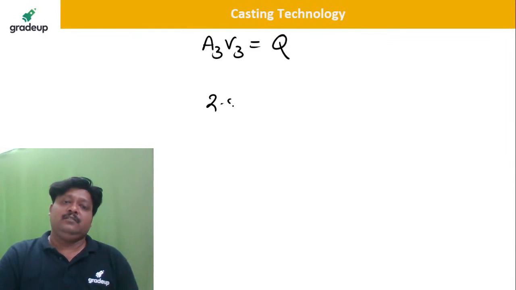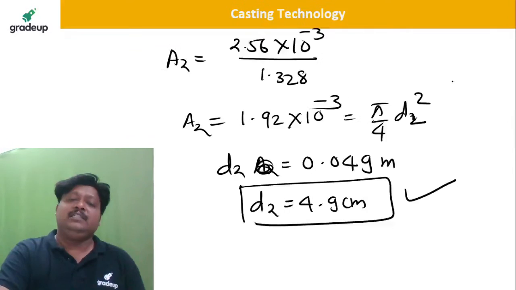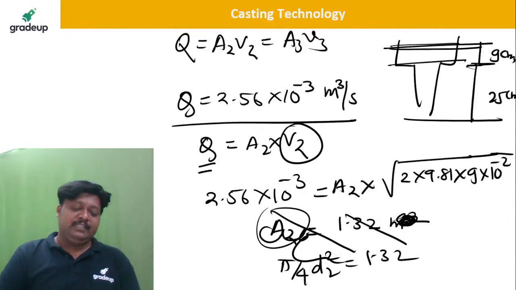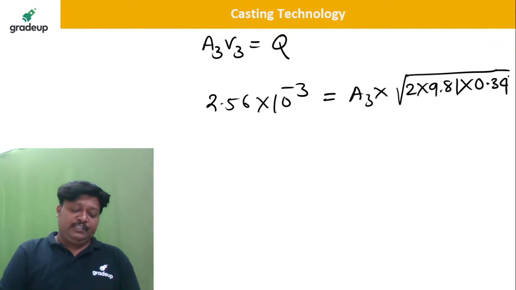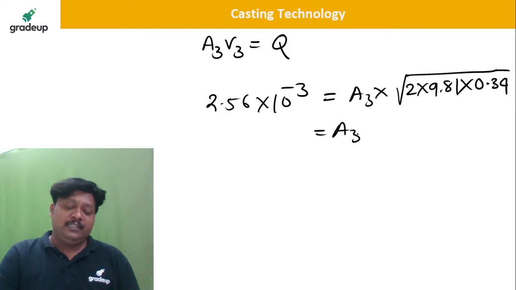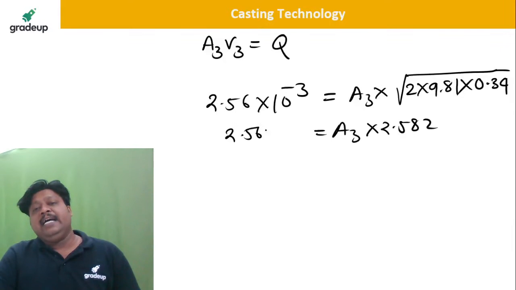2.56 into 10 to the power minus 3 is equal to A3, unknown, into V3, which is root over 2 g h T, 2 into 9.81, and h T will be how much? 25 plus 9, it will be 34 centimeter, that will be 0.34 meter. So 0.34 into 9.81 into 2, root over answer. So we get the velocity at point 3 as 2.582 meter per second, and from that you get the area.